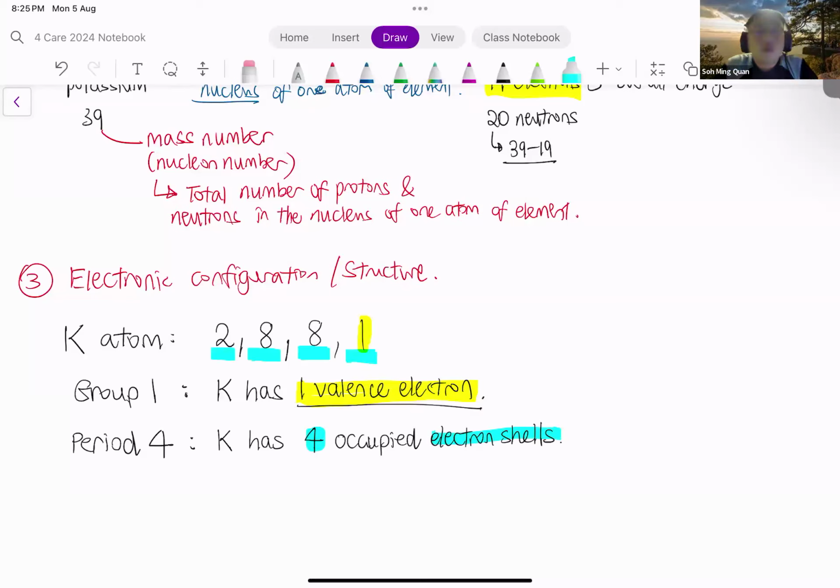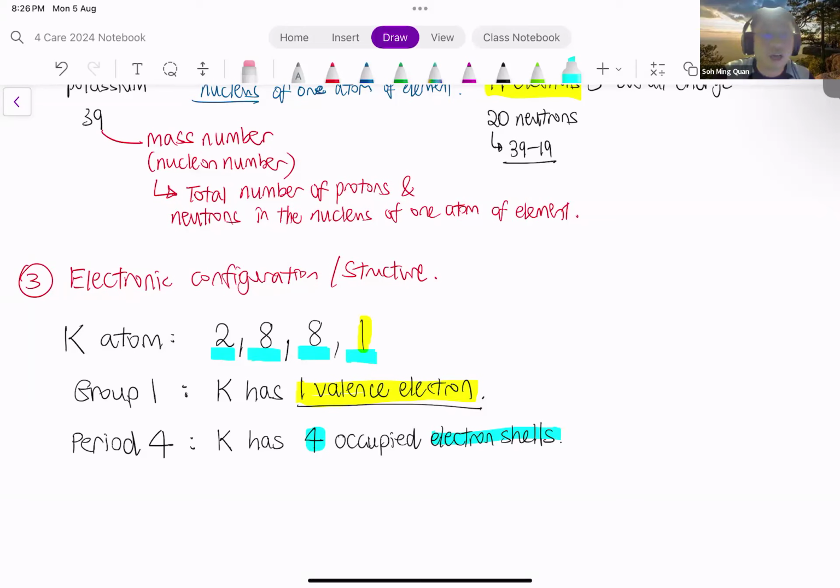Okay? So if you have done your TYS, you have realized that, hey, there are some questions that look exactly like this. For instance, they can ask you to name an element and state how the electronic structure allows you to work out the position of the element in the periodic table. Position of element in the periodic table means group and period.